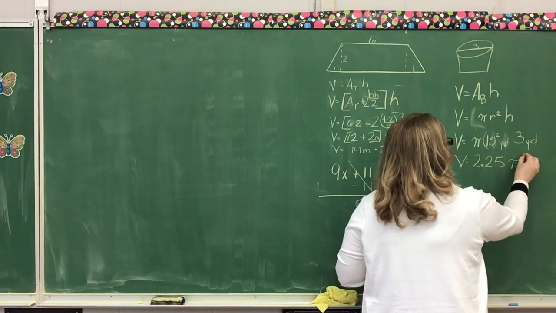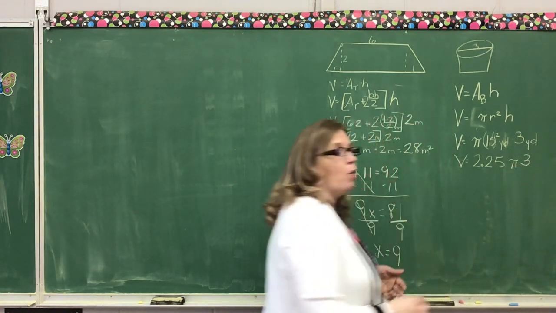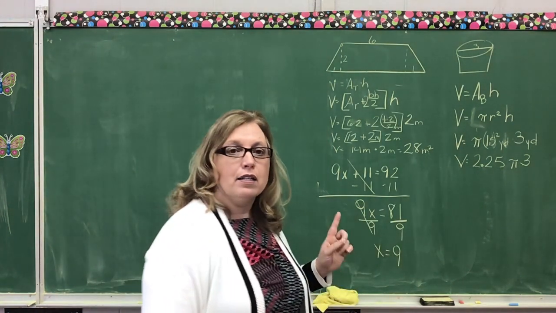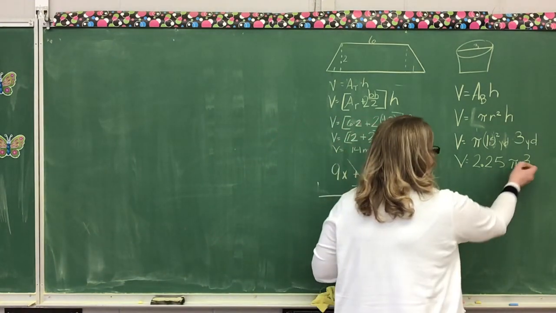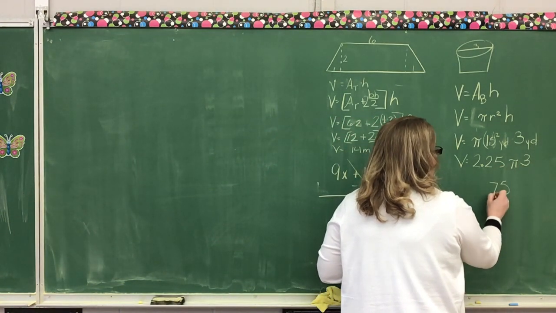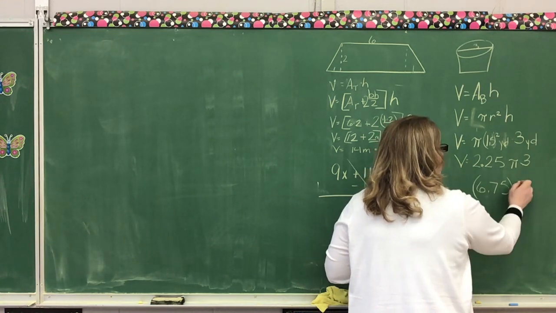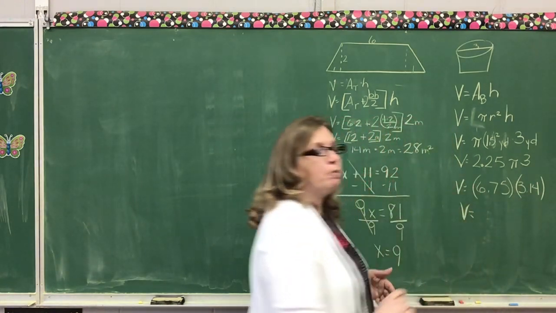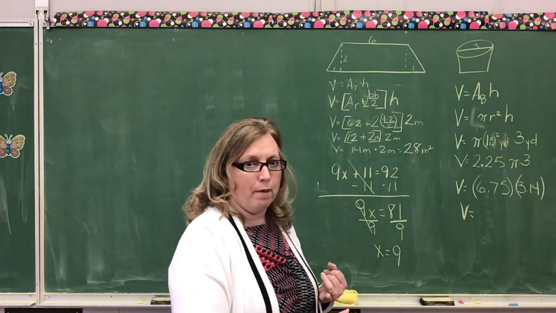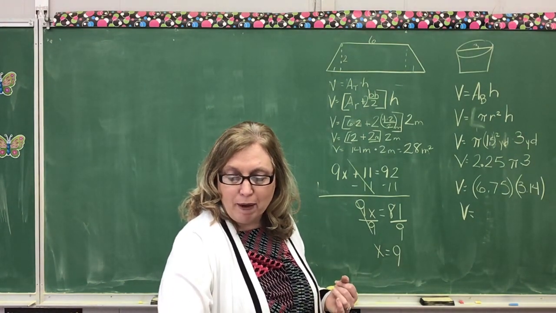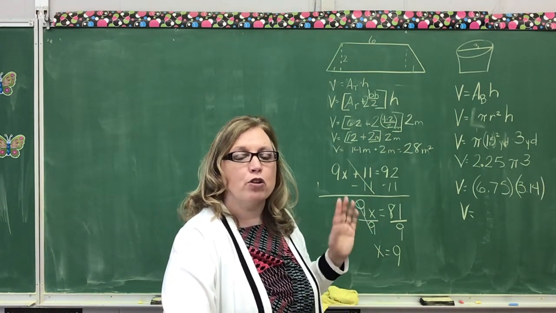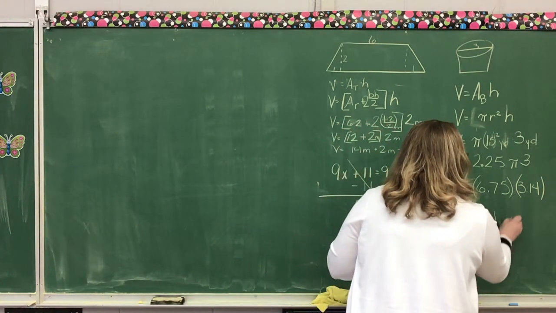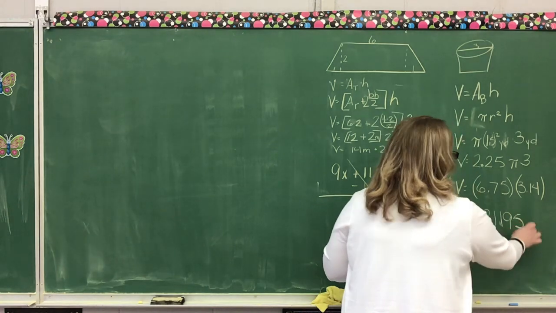Times 3, okay? So now I want to say 2.25 times 3, which if I want to write it all out, I can do that. We're going to get 6.75 times pi, which is going to be 3.14, okay? So when I multiply 6.75 times 3.14, when I multiply it out, and first of all, remember, you have to count your decimals over, right? So your final answer is going to be 21.195. We said this was in yards.